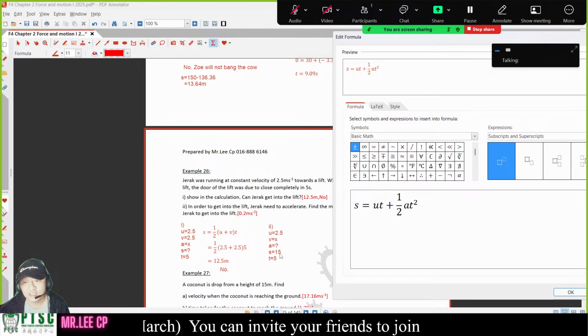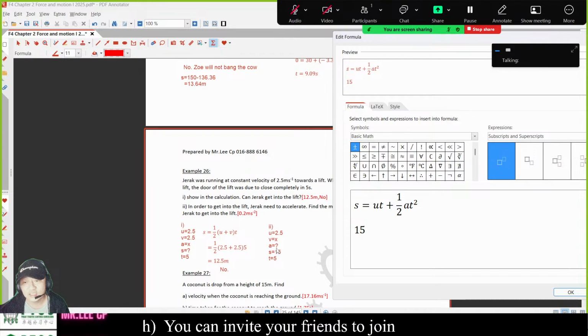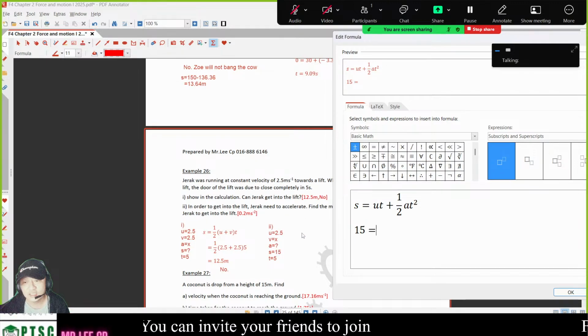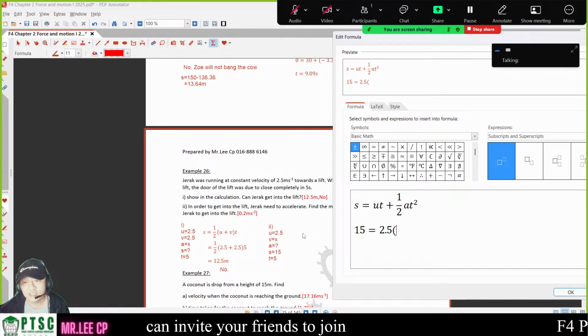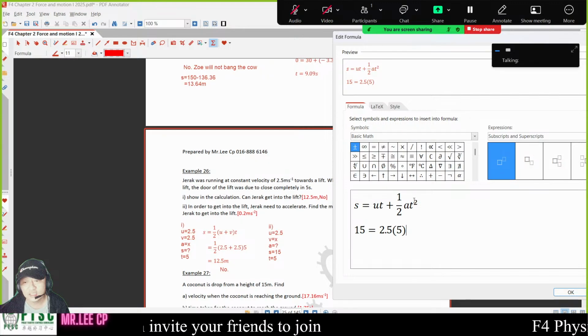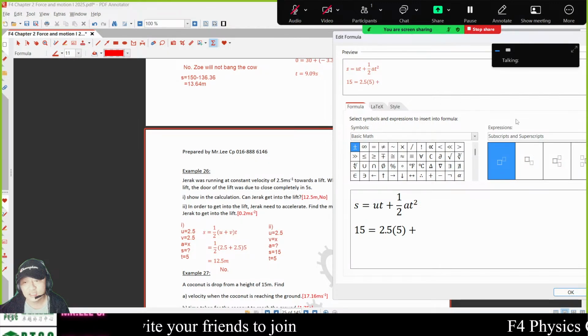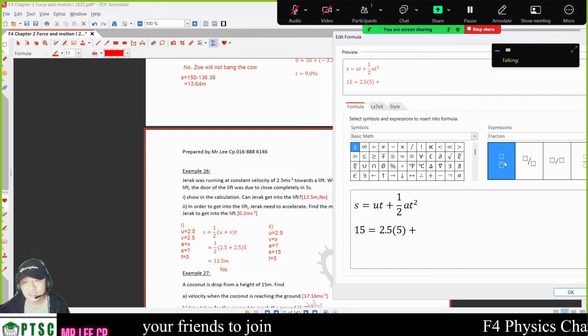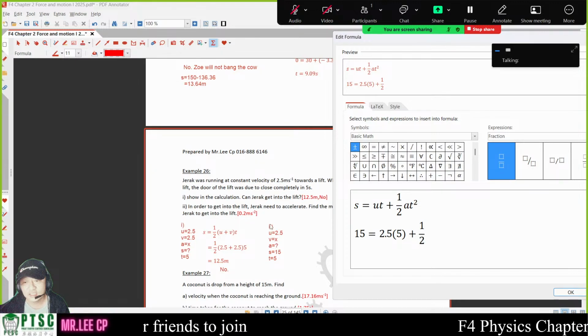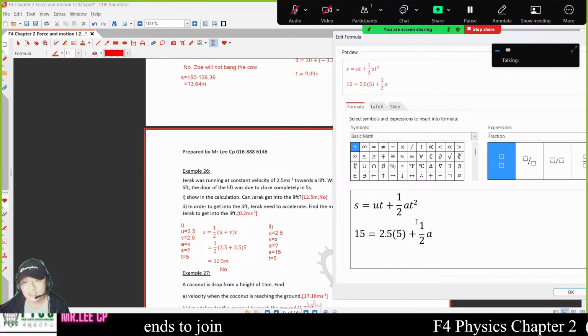S is 15. U is 2.5. T is 5, plus half A T squared. A and then T squared. T squared is 5 squared.